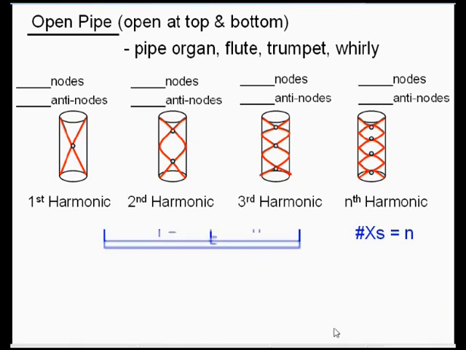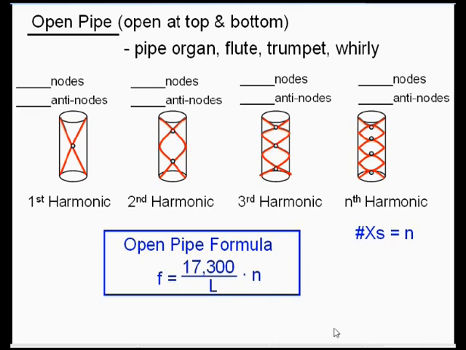And for the bottom one, the open pipe, this is the formula. It'd be 17,300 divided by the length of the pipe, and that's going to be our fundamental frequency, and then we're going to multiply that by the harmonic number to tell us the frequency for any one of the harmonics.